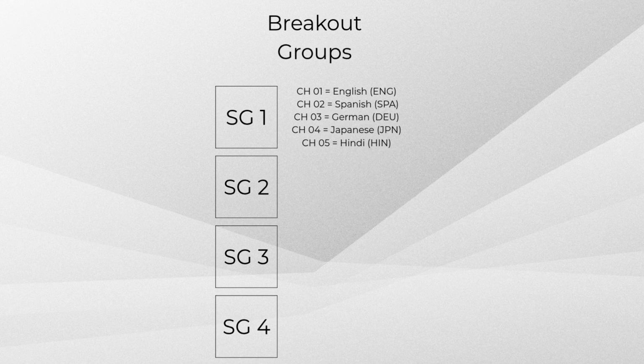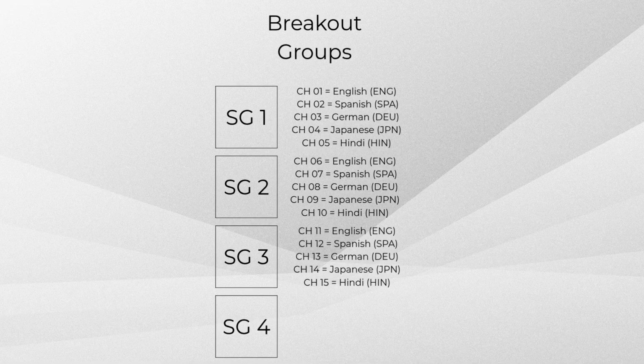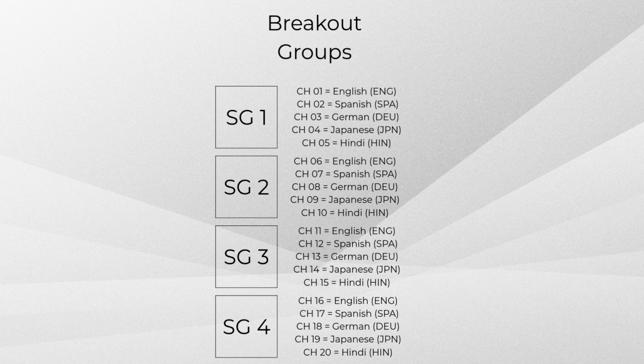Subgroup 2, or SG2, will be Channel 6 for English. Channel 7 will be Spanish. Channel 8 will be German. Channel 9 will be Japanese. And Channel 10 will be Hindi. And so forth for subgroups 3 and 4. Subgroup 3 will be channels 11 through 15, and subgroup 4 will be channels 16 through 20.